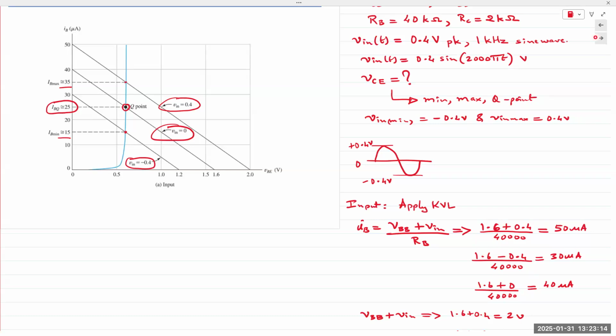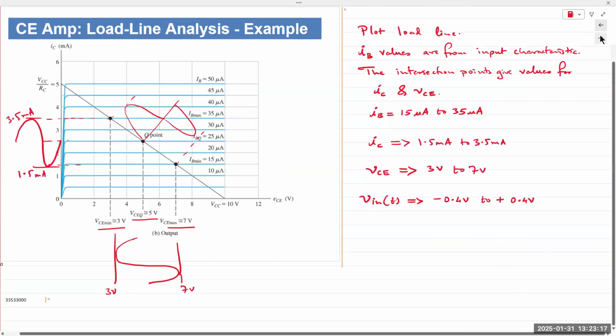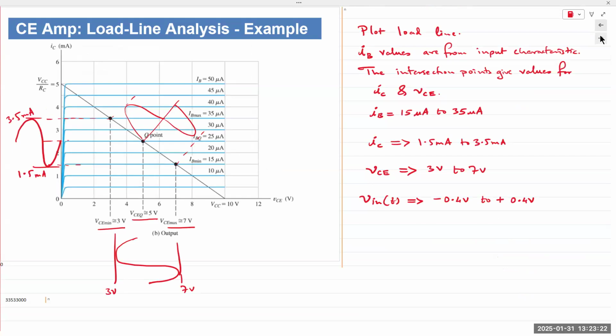Okay, moving on to the output side. What do we have here? On the output side, we have IC as a function of VCE. IC changes in response to IB, right? If V in is 0, IB is fixed at a point. So then IC and VCE will also be fixed. But we need to plot the load line at the output side also. The lines in blue are the characteristic curves, right? Each is a data set for a function of IB.